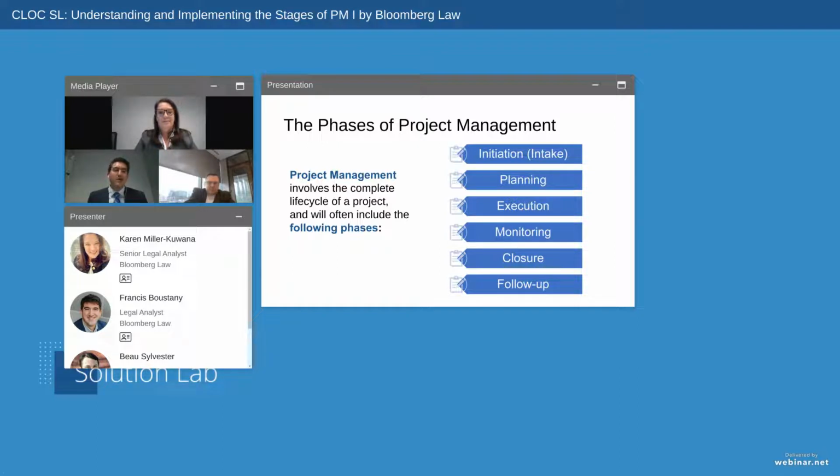So for initiation and intake, the project team will usually build a business case for the project and identify important stakeholders for the project at the organization. Once you move on past initiation and intake, you go to planning, which is a pretty extensive part of the project. In planning, the project team normally creates schedules and plans with detailed tasks that the project team will accomplish, and they also secure resources for the project.